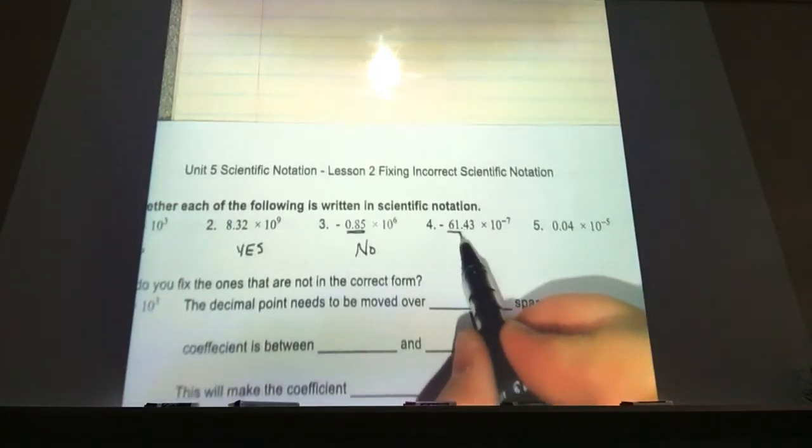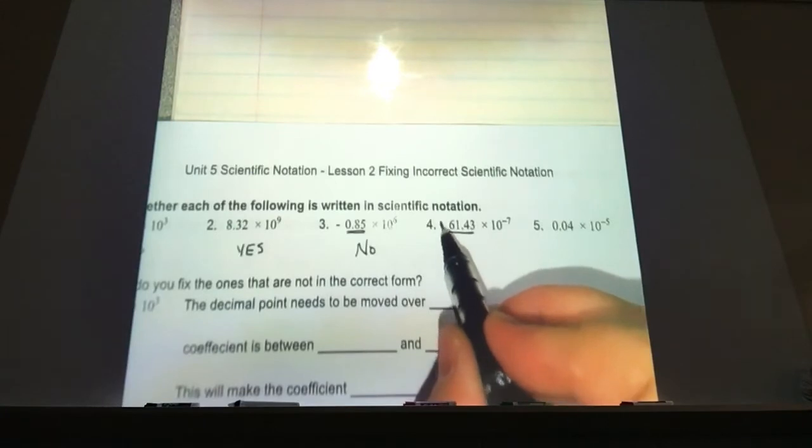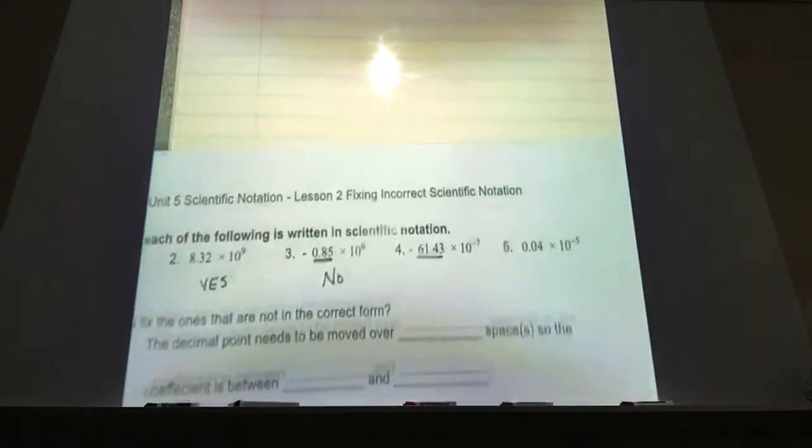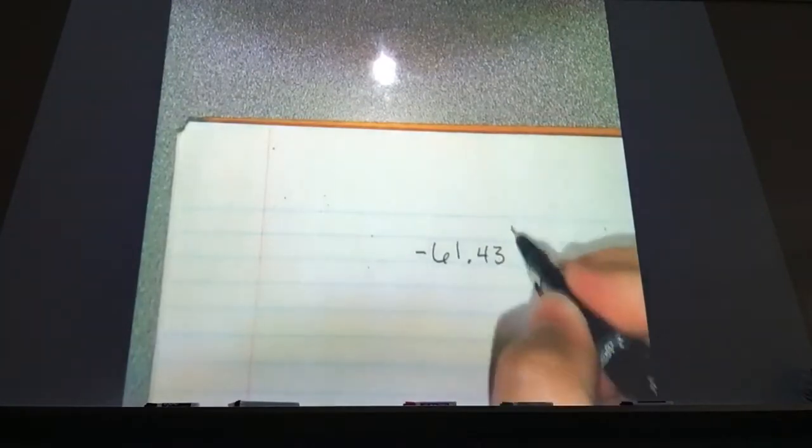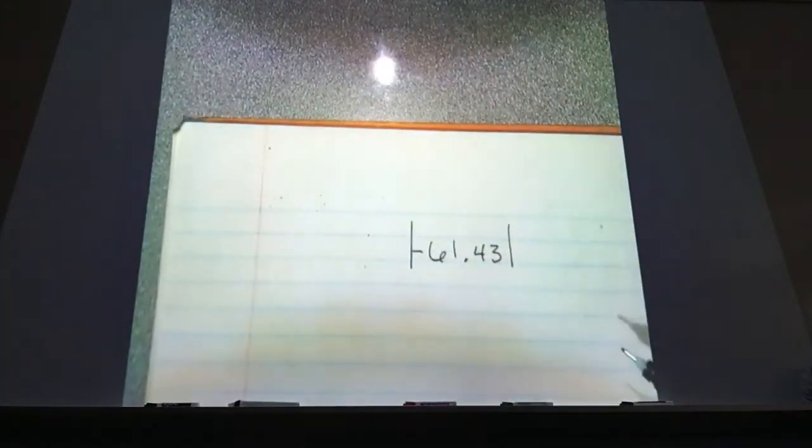This one, remember, we're going to ignore that for right now. Is this between 1 and 10? Because we're going to do the absolute value. Remember, absolute value, it looks like this. So it would be negative 61 and 43/100. Absolute value looks like those railroad tracks.